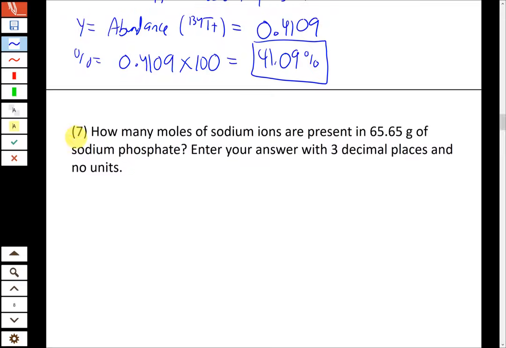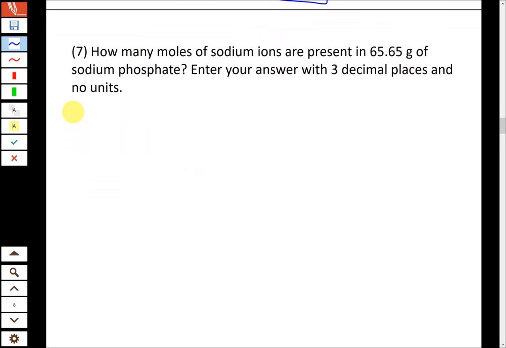All right, the next few problems are going to deal with, we're now into chapter 5 if you're trying to orient yourself with where we are in the progress of this exam. And the next few are going to deal with relationships involving moles and then progressing into stoichiometry. So this first problem here is a typical mole conversion. So we want to know how many moles of sodium ions are present in 65.65 grams of sodium phosphate.